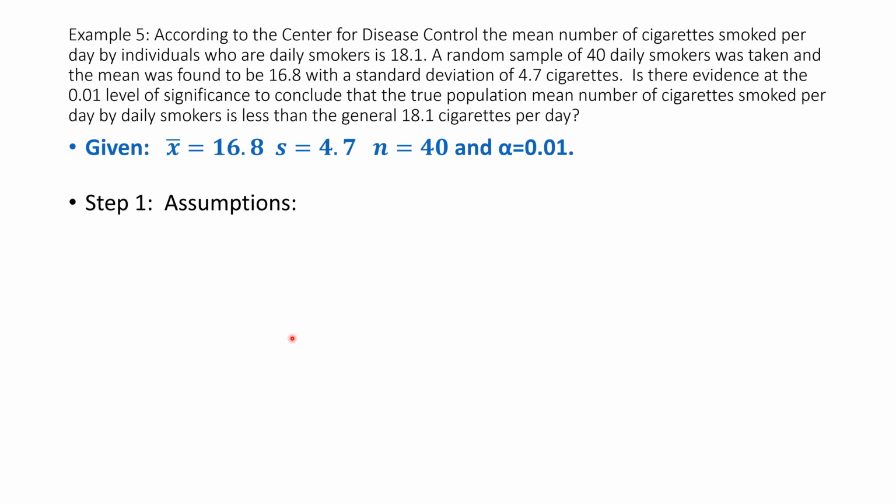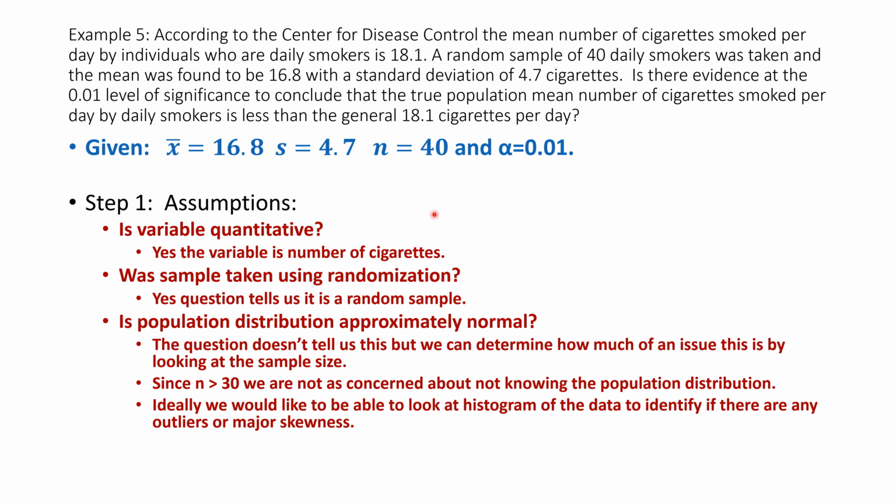Here is another example from your textbook. You can pause this video and read the question. Step 1. Checking assumptions. The variable is quantitative because the variable is the number of cigarettes. The question tells us it is a random sample, so we don't need to worry about this problem. The question doesn't tell us whether the population distribution is approximately normal or not.